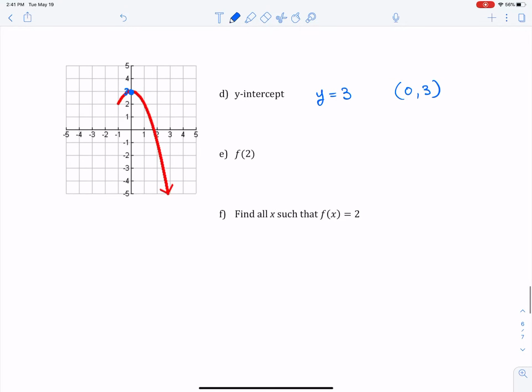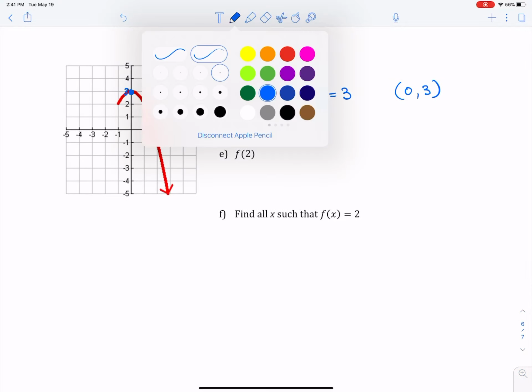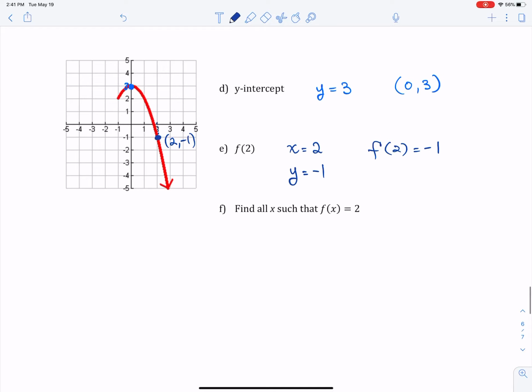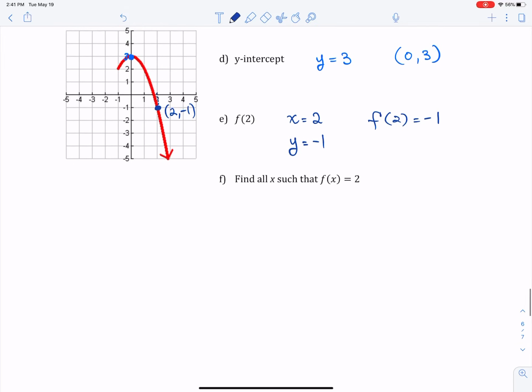What is f of 2? F of 2 would mean x is equal to 2. And x is equal to 2 at that place right here. So this is the point (2, -1). Since that's the case, f of 2 is going to be -1. Or f of 2 is the y value when x is equal to 2. So y is -1.